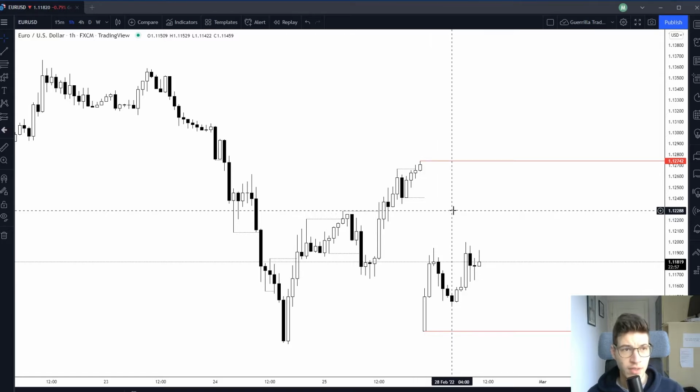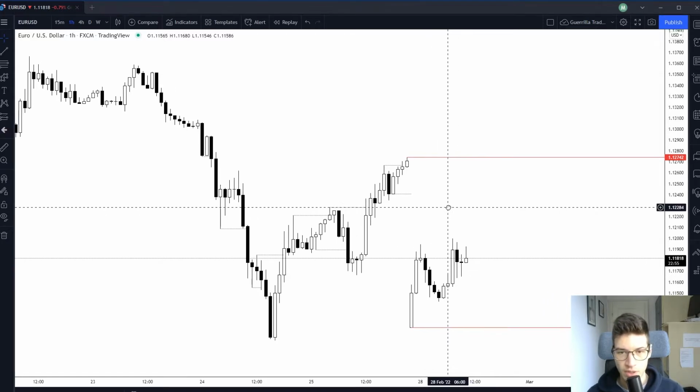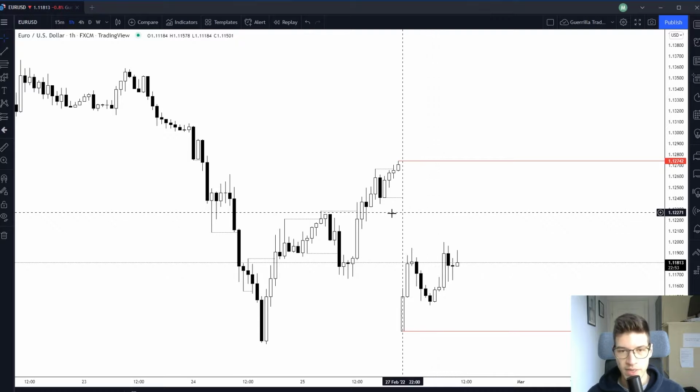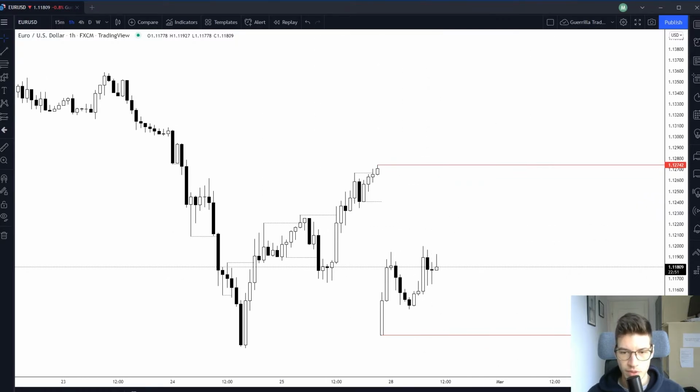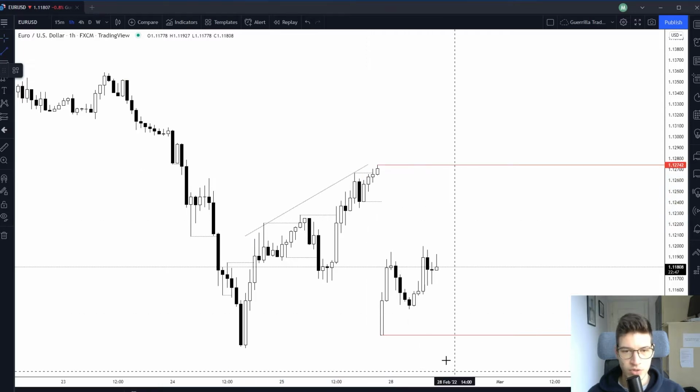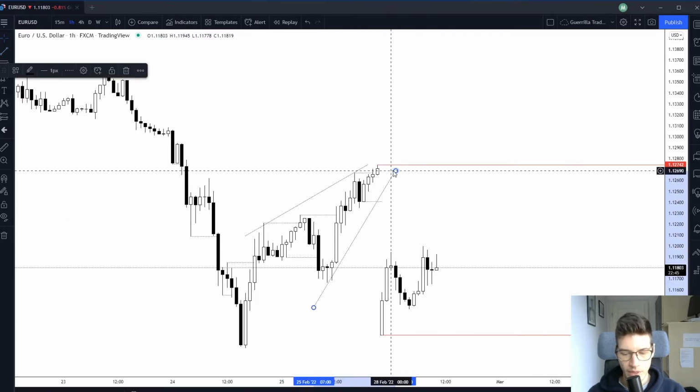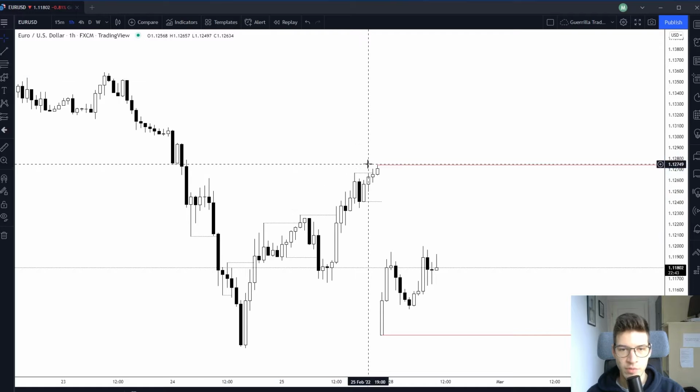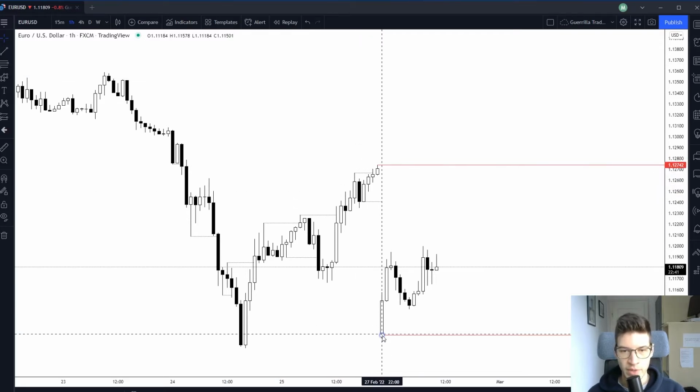So let's take a look at the euro and the US dollar as usual. What we had was an ascending structure. So we had this, I would say, a big ascending structure right here. And then after the open we got a huge gap down.